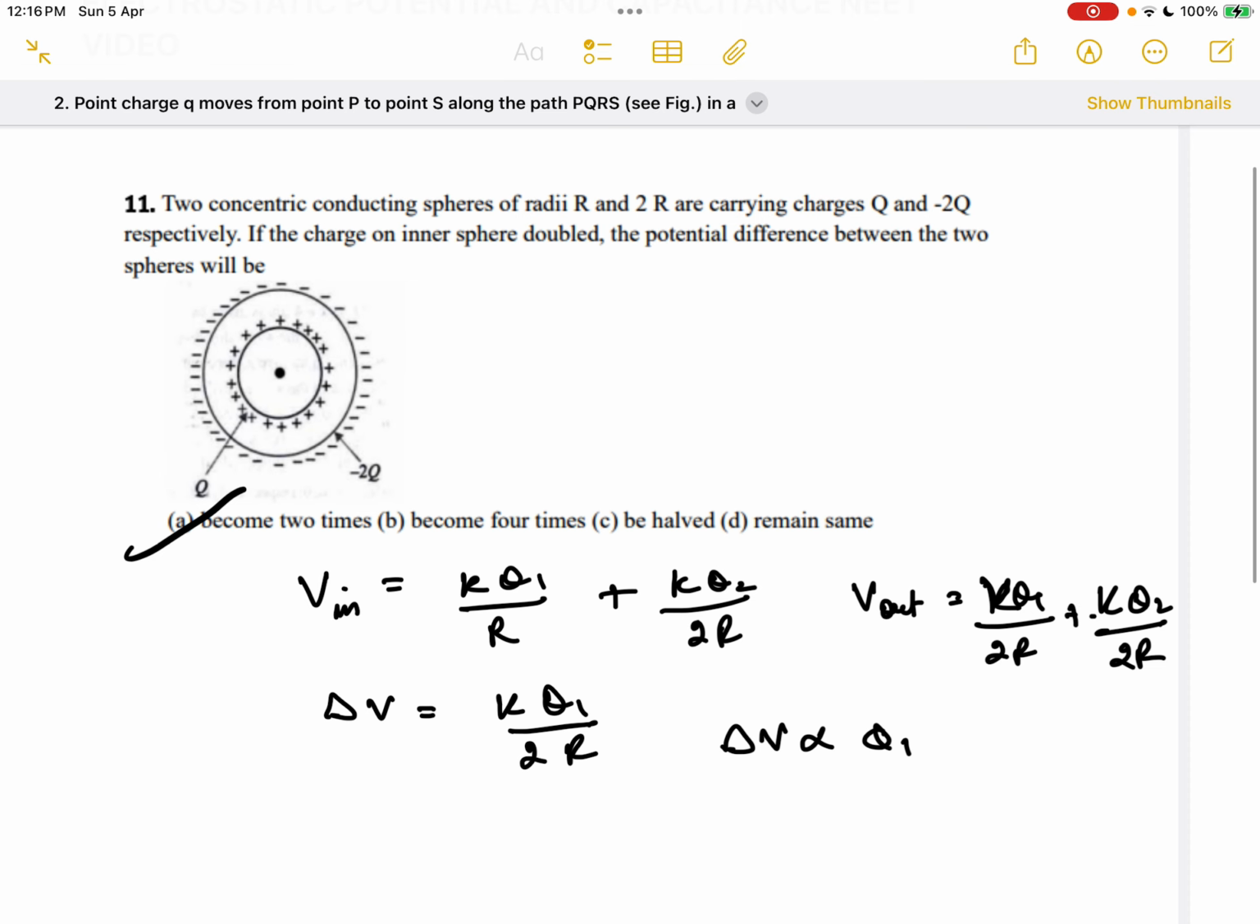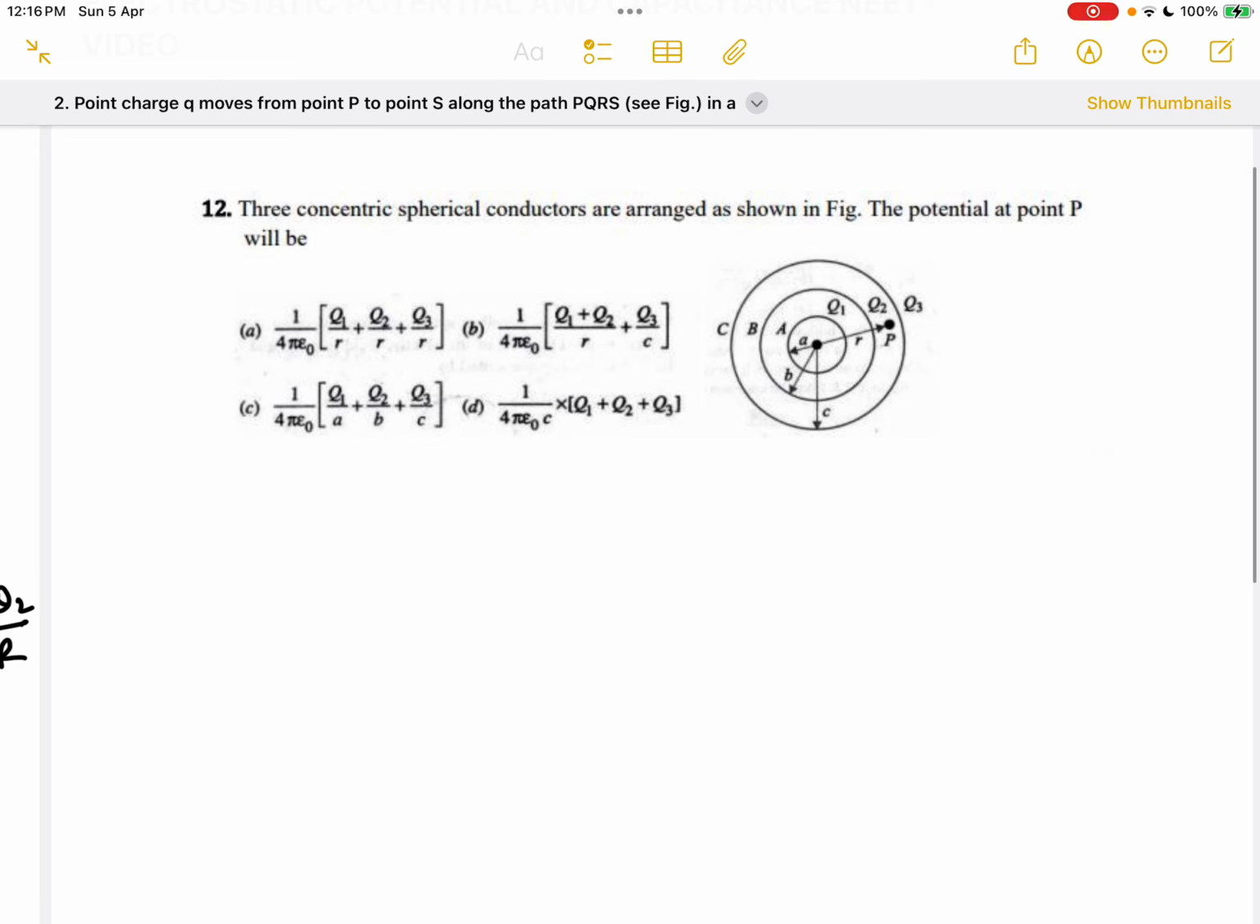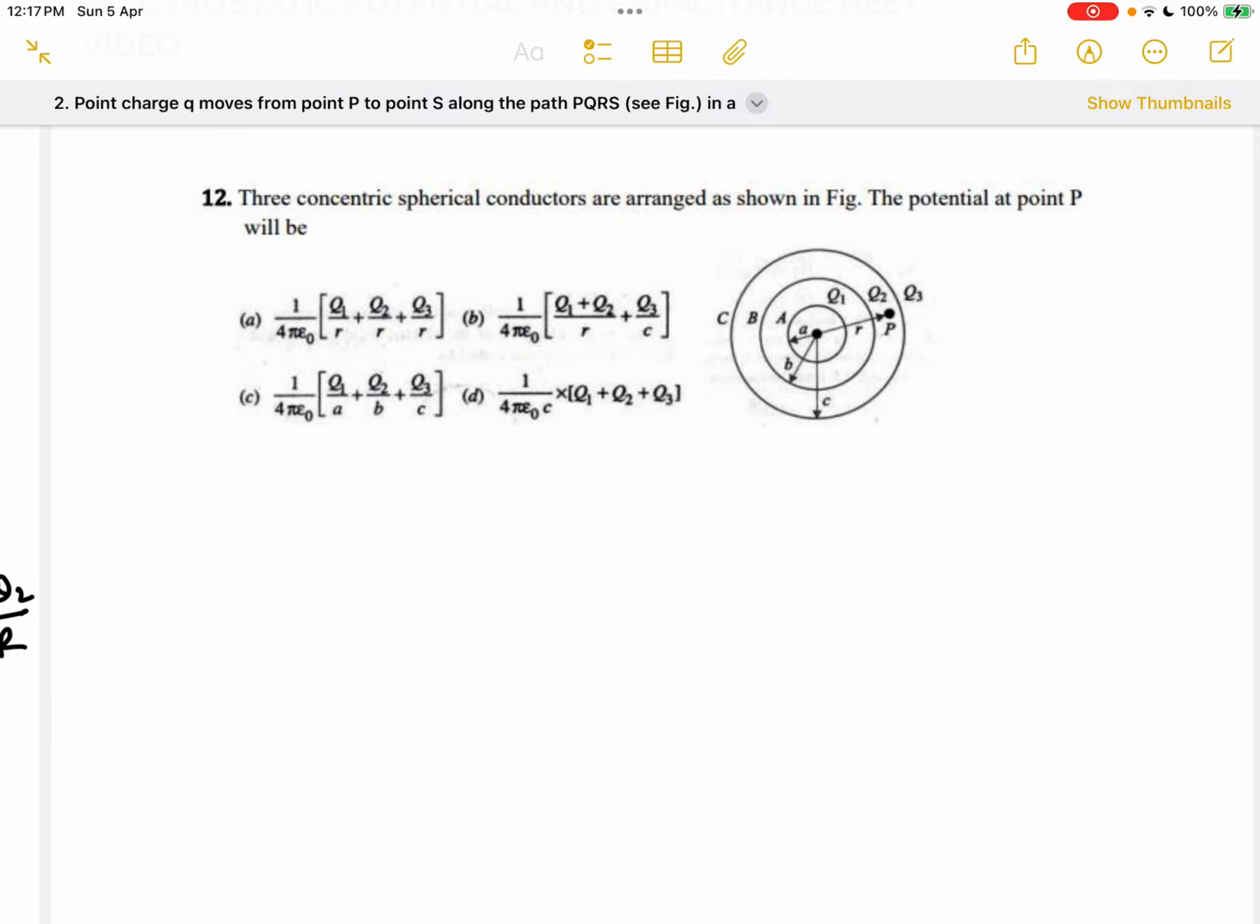Let us continue. Solve question number 12. Three concentric spherical conductors are arranged as shown in the figure. What will be the potential at point P? Point P is inside C but outside B and A. So let us write down the potential at that place.